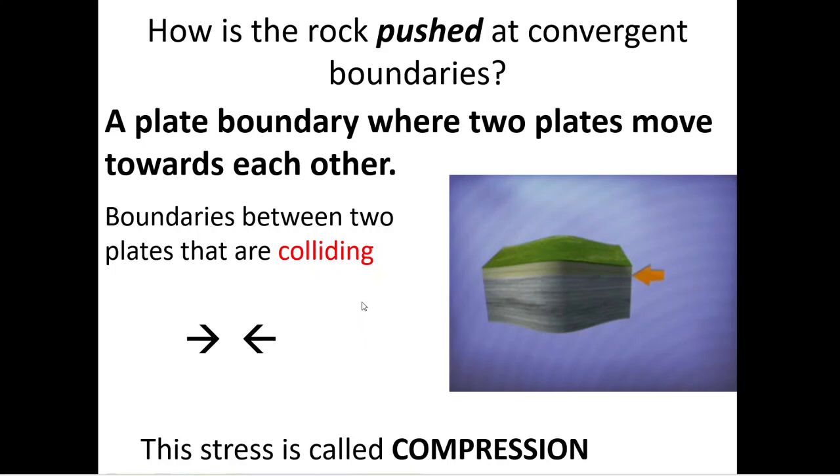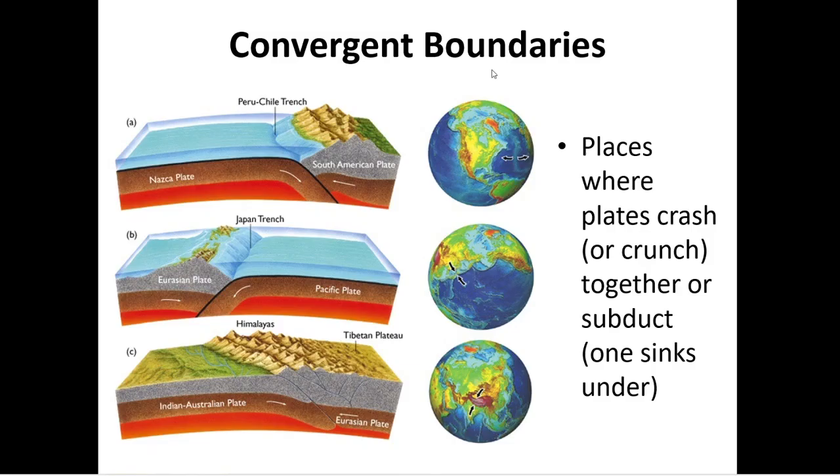How about when they actually collide or hit, like two big things, boom, like two cars hitting front end to front end, okay? This stress is what we call compression, so you can think they compress against each other, okay? And so at convergent boundaries, these are places where plates crash or crunch together or subduct, and then one sinks under the other. So this has happened at the South American plate. So our oceanic crust has come in, it's hit the continental crust, and now it's sinking underneath, okay?